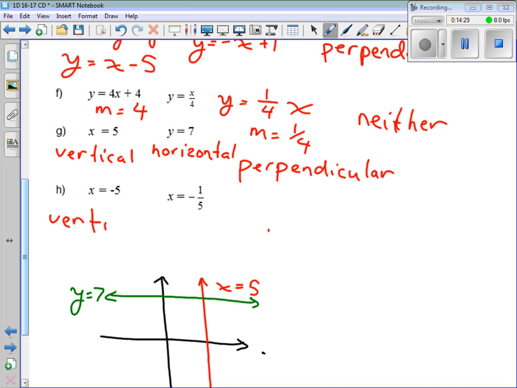And then while I'm writing this down, you're all thinking about what x equals negative 1/5 is going to look like. What kind of a line is x equals negative 1/5? It is going to be vertical as well. So if both of these lines are vertical, are they going to be parallel, perpendicular, neither? What do you think? Parallel, yeah. Okay, beautiful. All right, we're going to stop.